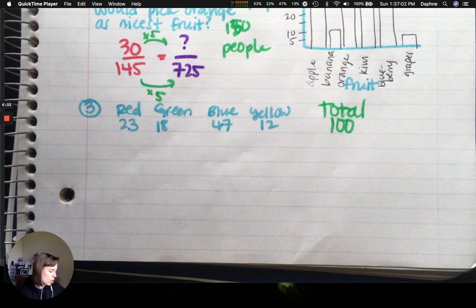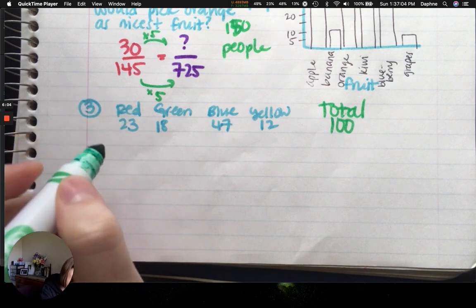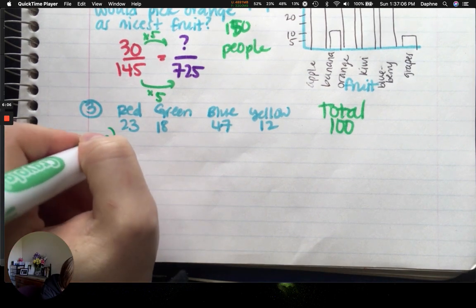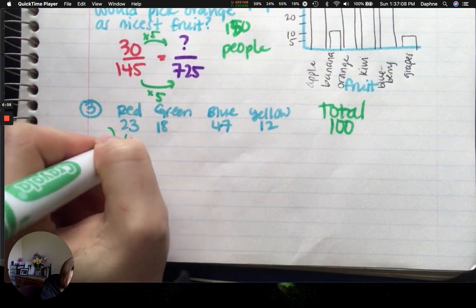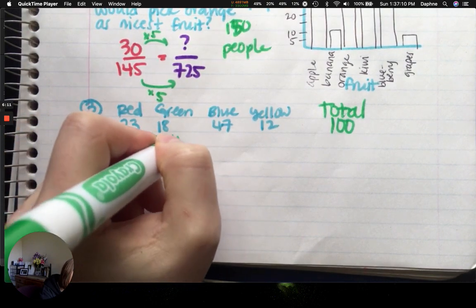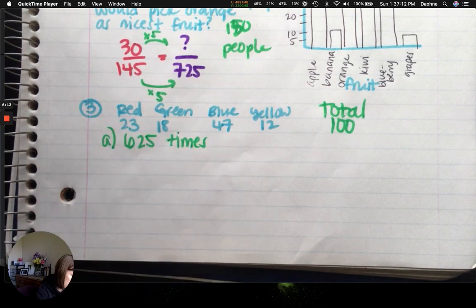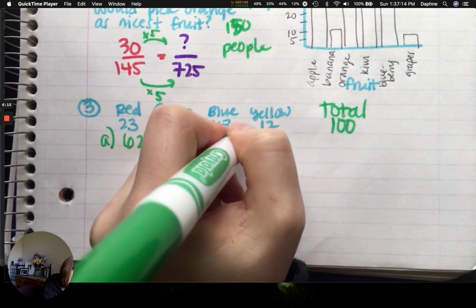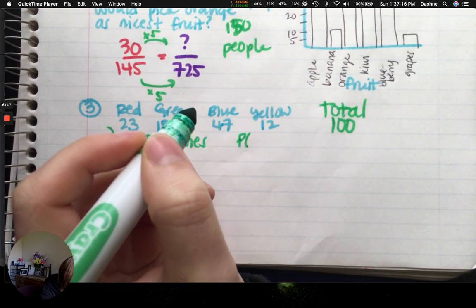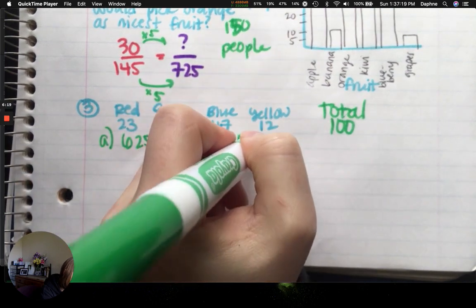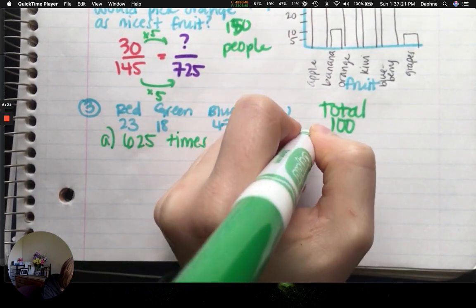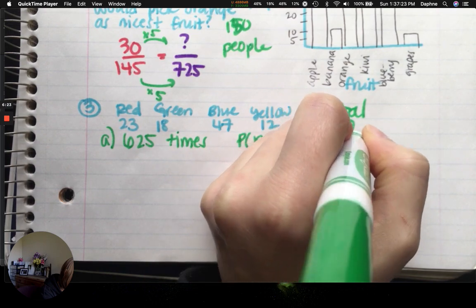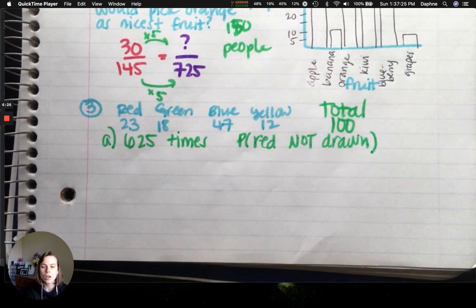Okay, so we are going to do 2 parts to this. The first part is we're going to draw 625 times. Again, with replacement, and I want to know what's the chance, or how many times do I expect that red is not drawn. And if red is not drawn, what colors could be drawn? Green, blue, or yellow. Any of those 3 counts as not red.